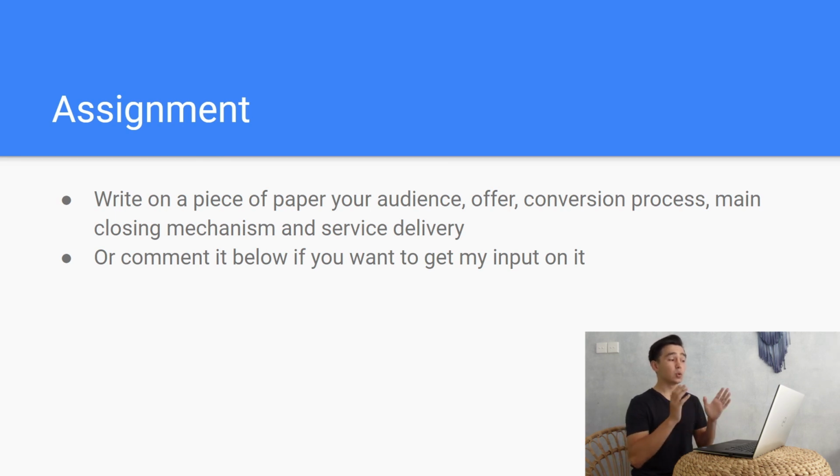So your assignment would be to write on a piece of paper your audience, your offer, your conversion process, and your main closing mechanism. The reason why you want to do this is because if you're not going to have this set up, it's very hard to scale the business. You need to have one of each of these to be able to create a system, a replicable system. If you don't have this in the beginning, your focus is gonna be spread. And also choose one service delivery. So if you're doing this yourself or you can hire a team, it's really important for scalability to have all of these parts.